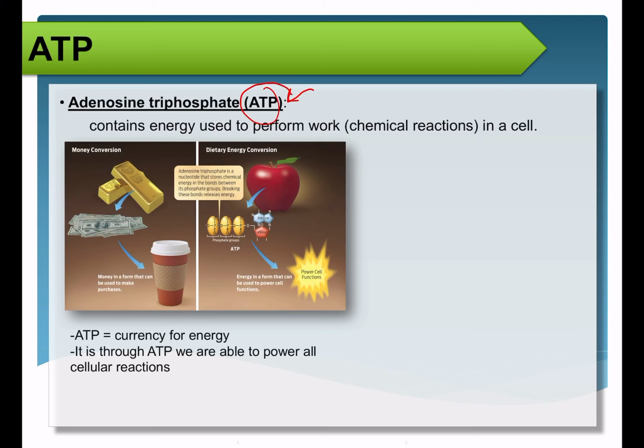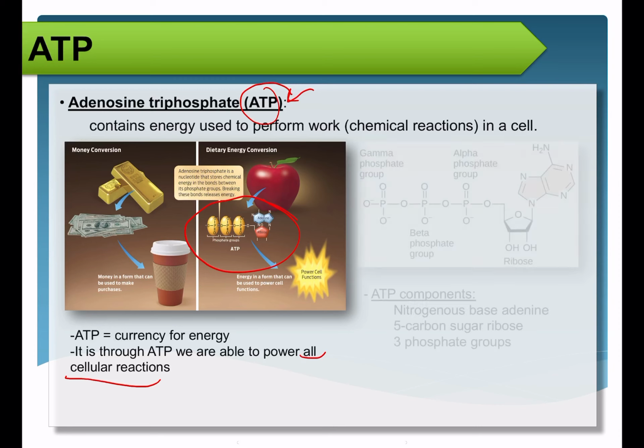Okay, now I guess that's where the pun comes from. The saying goes, there's no such thing as a free lunch. Just a way to think about it. Okay, but we have to pay our muscles in the form of ATP in order for them to move, and that payment, like I said, is ATP. Okay, it is through this high energy molecule that we are able to power all cellular reactions.